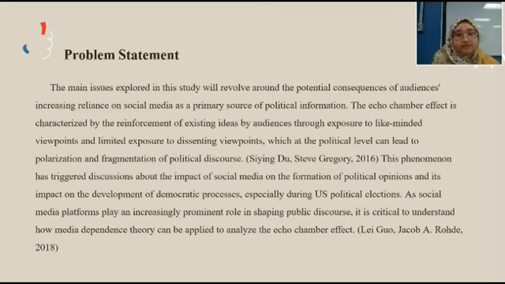This phenomenon has triggered discussion about the impact of social media on the formation of political opinions and its impact on the development of democratic processes, especially during US political elections. So, as social media platforms play an increasingly prominent role in shaping public discourse, it is crucial to understand how media dependence theory can be applied to analyze the echo chamber effect.